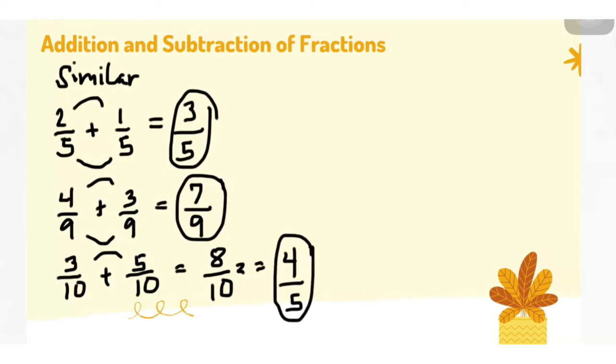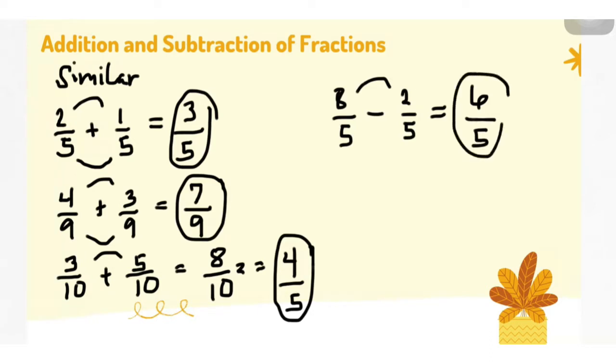Kapag subtraction naman. Example, we have 8/5 minus 2/5 is equal to, gaya ng ginagawa natin sa addition of fraction, kapag parehas ng denominator, dito sa subtraction, ima-minus naman natin siya imbes na i-add. So, 8 minus 2 will give you 6. Then, kopyahin lang din natin yung denominator. Okay, so we have 6/5.